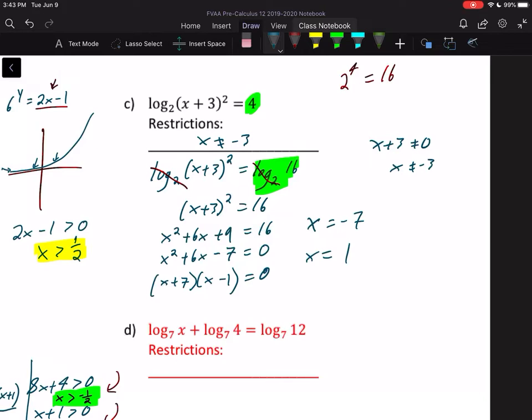Now, for here, are either of these extraneous? x cannot equal negative 3. It can be negative, but it can't be equal to negative 3. So both of these are good solutions. Okay?